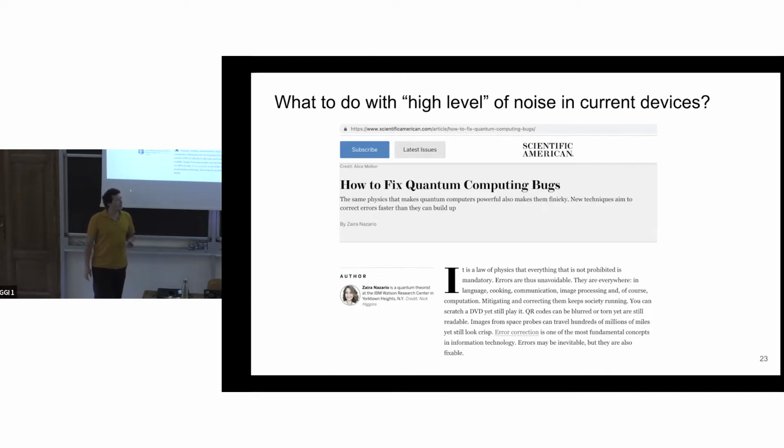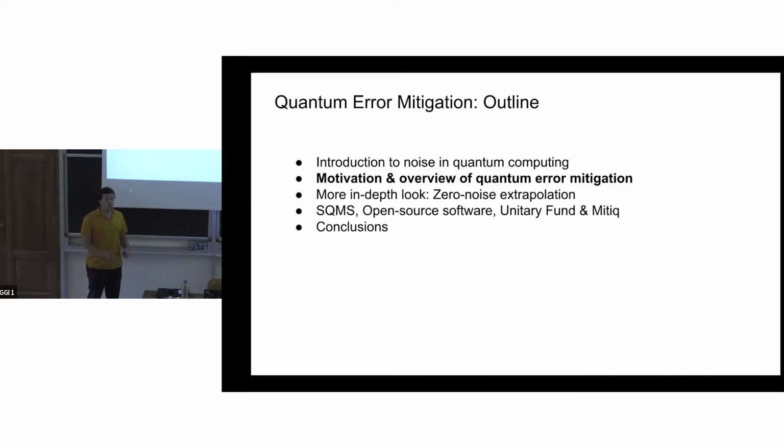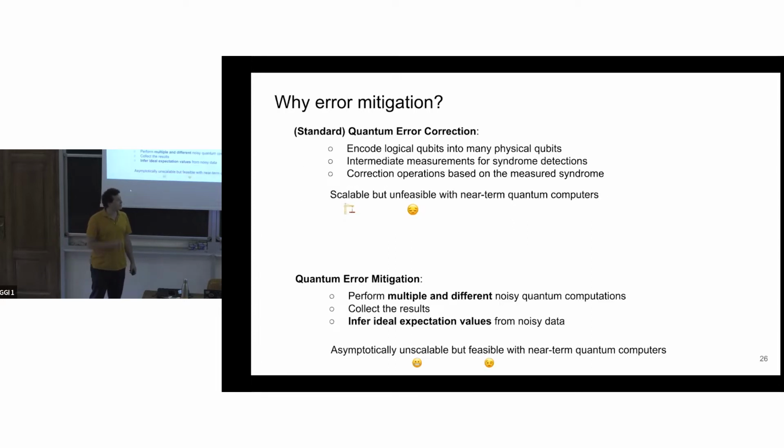So I really point you to this article if you want to have a broader picture, also with respect to quantum error correction, which, by the way, will be also the topic of the next lecture. But yes, what can we do to reduce the impact of noise in current quantum devices? And here, let me introduce and give a further motivation for quantum error mitigation.